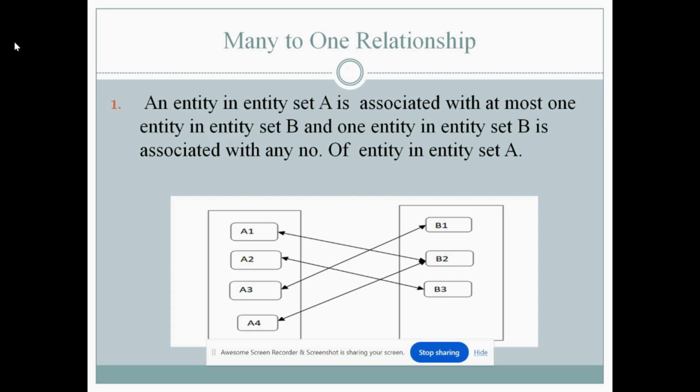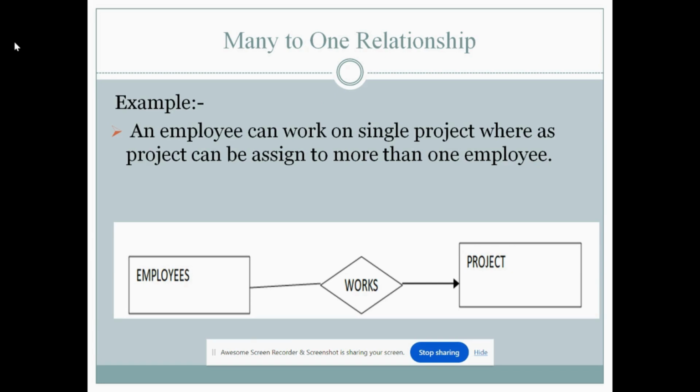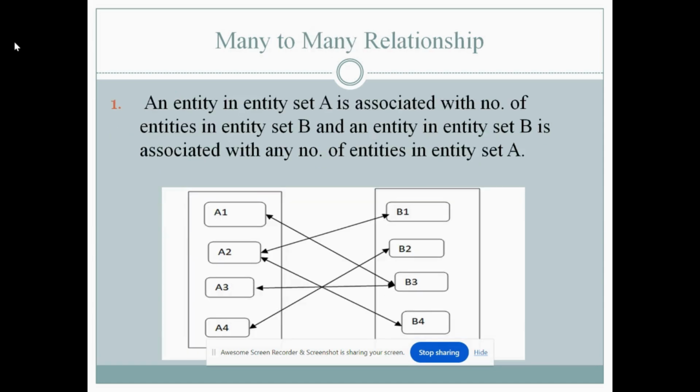So here you can see in the example that in set A, all the elements are associated with at most one in set B. So now coming to the example: an employee can work on a single project, whereas a project can be assigned to more than one employee. So you can see that on the employee side a line is given, while on the project side an arrow has been given.